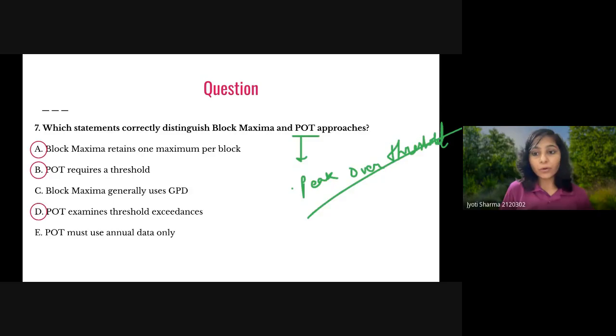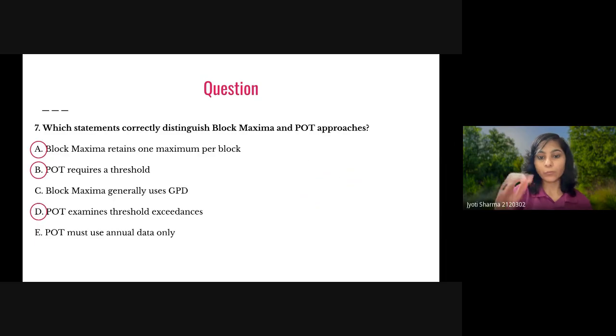If we want to see how our extreme values are changing, let me give you one example, an example of temperature. Let's say we have a temperature data set for Delhi. We are considering Delhi as one point.